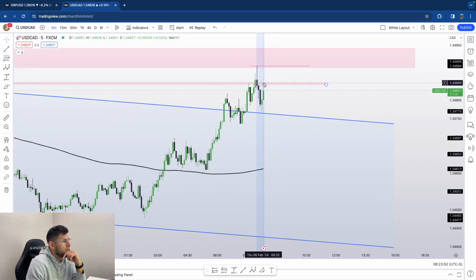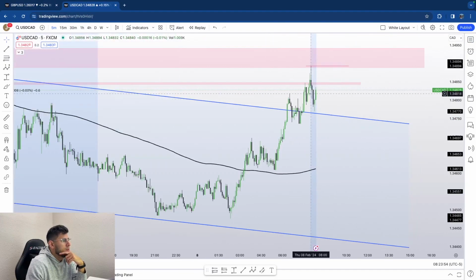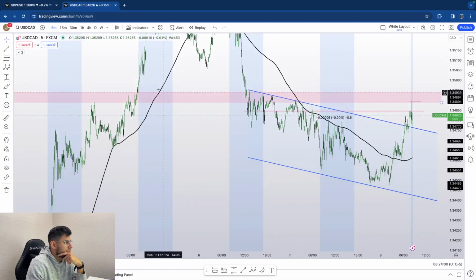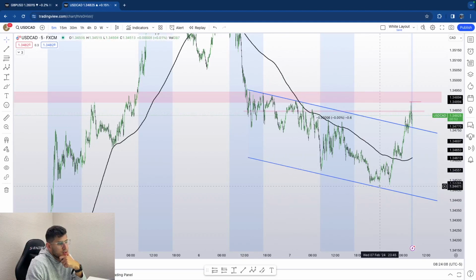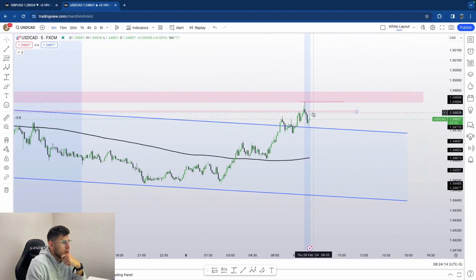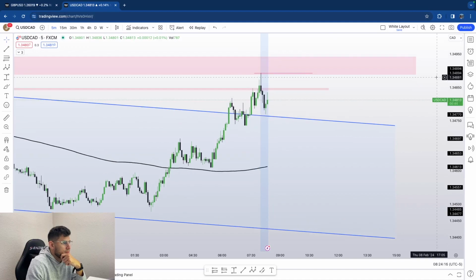UCAD, not my ideal position, but it is rejecting the zone. It rejected that zone. If we zoom out, rejection, rejection, rejection, rejection, rejection. Continues to break structure to the downside. Potential rejection right here. Potential head and shoulders right here. So we'll see.